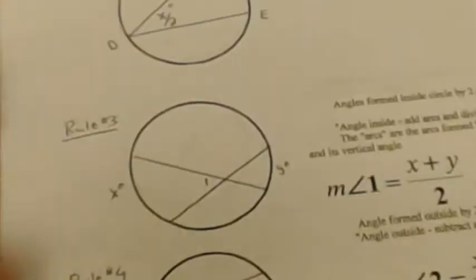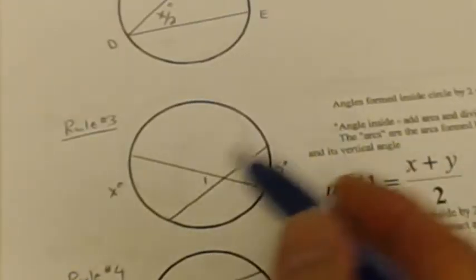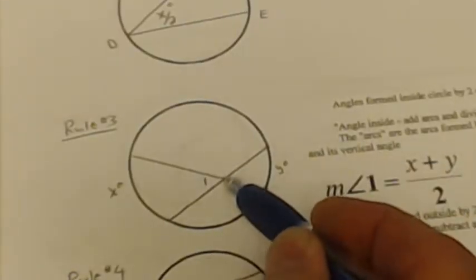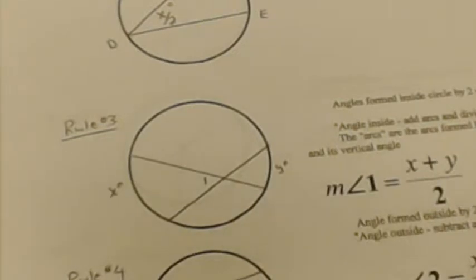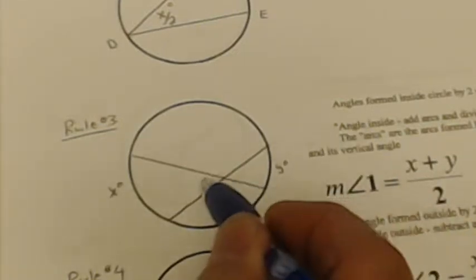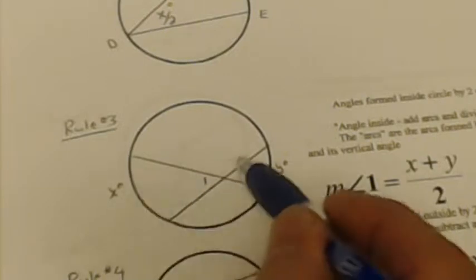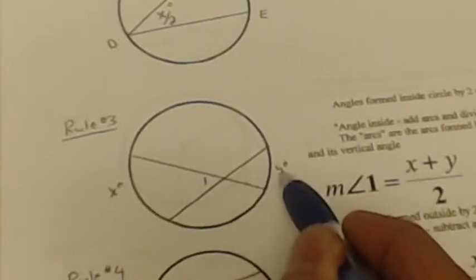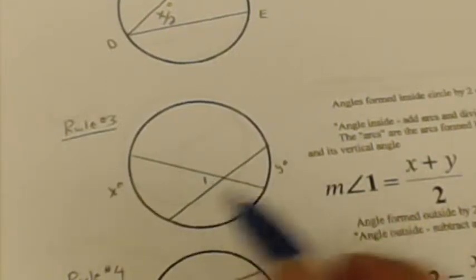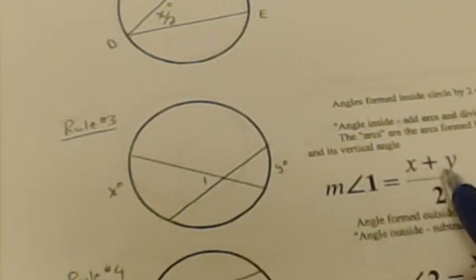Rule number 3 deals with angles whose vertex is inside the circle, not necessarily at the center. In that case, the angle cuts off an arc. Its vertical angle cuts off an arc. The angle is the average of the 2 arcs. You add the 2 arcs and divide by 2.